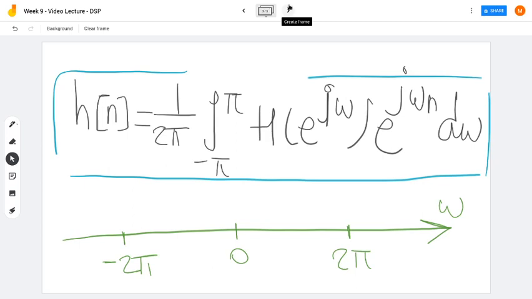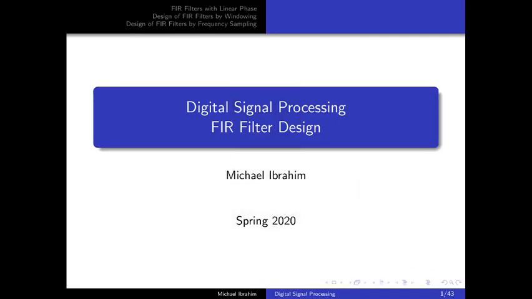So that's why we are interested only in the range from 0 to 2 pi or from minus pi to pi, any cycle of the length of 2 pi. That's why the integration over here is happening from minus pi to pi, because this is a fundamental period, or we can do it also from 0 to 2 pi, it's the same. That's why, because it's a fundamental period and the frequency response H of e to the power j omega is only defined over this range.